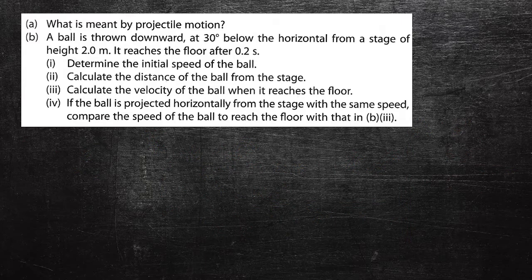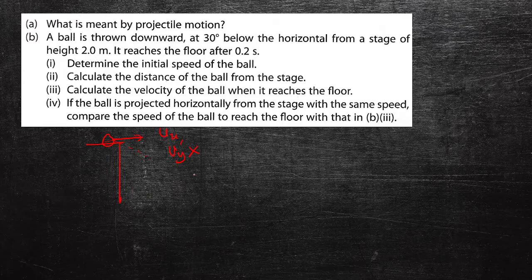If the ball is projected horizontally from the stage with the same speed, compare the speed of the ball to reach the floor with B3. So it says that if the ball only rolls, it doesn't shoot, I mean it's not thrown directly downwards, it was rolled. So we have only u in the x direction, and we don't have u in the y direction, so we don't have this number.